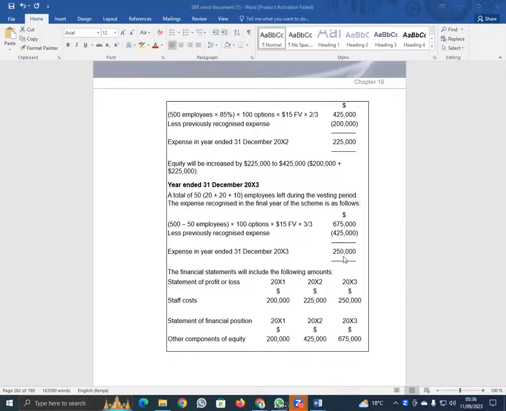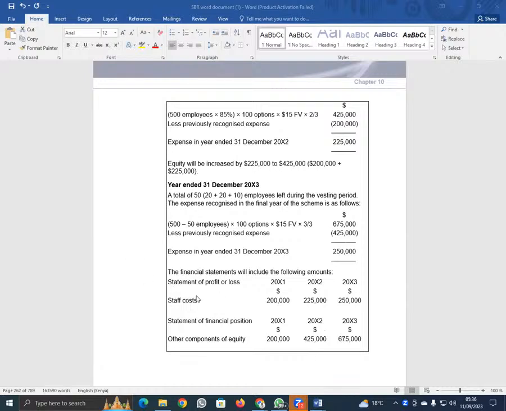And then, of course, the extract, which you examine nowadays, is crazy. We always ask you about the extract in the income statement. In the statement of profit or loss, you can see the staff cost is 200,000, 225,000, 250,000. And then in the statement of financial position, other components of equity, we have 200,000, 425,000, 675,000.